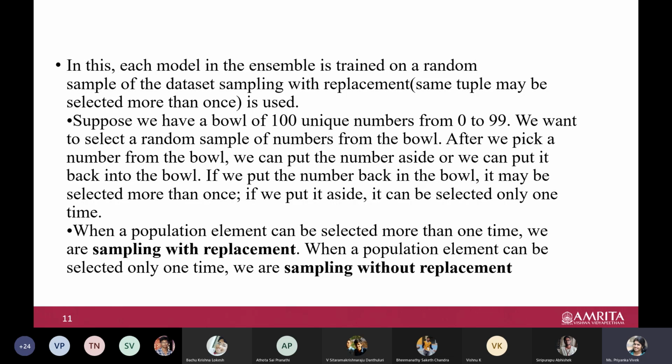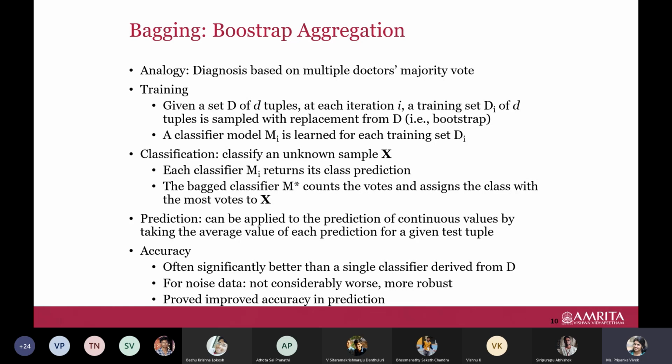we are sampling with replacement, which means we are putting it back. And if you keep it aside and don't put it back, then it is without replacement. That is what we mean by sampling with replacement. So in this bagging, when we talk about training, it is sampling with replacement. There are chances that some samples never get selected, and also chances that some samples are selected multiple times. All that might happen.